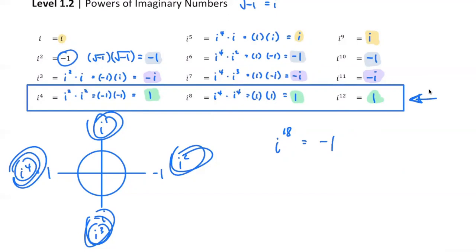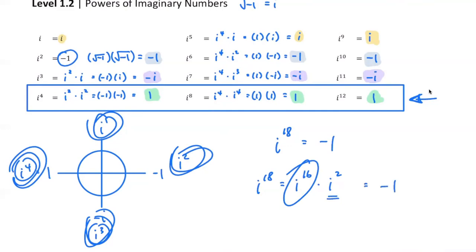So if we have i to the 18th power, I am going to break it down to i to the 16th power times, well, i squared, because that's how we get i to the 18th. And I break it down this way because I know this number is going to be 1. So all I need to take care of is the i squared. And I know what i squared is.